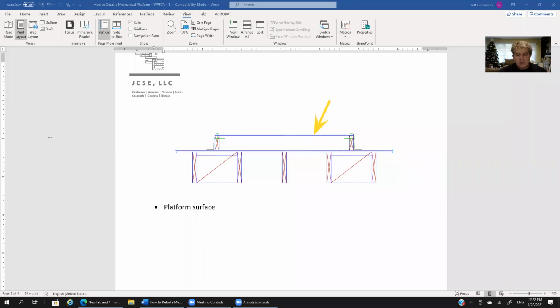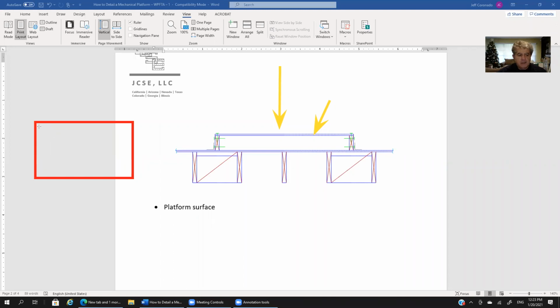Let's take a look at this platform. If we were to look down at the platform, get a bird's eye view of it, what we would have is something like this. Now I'm going to draw for you, in a stick fashion, the members that create that platform.